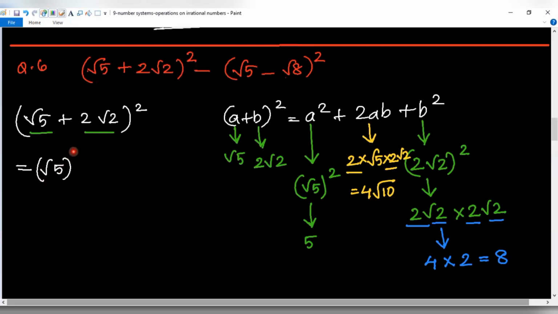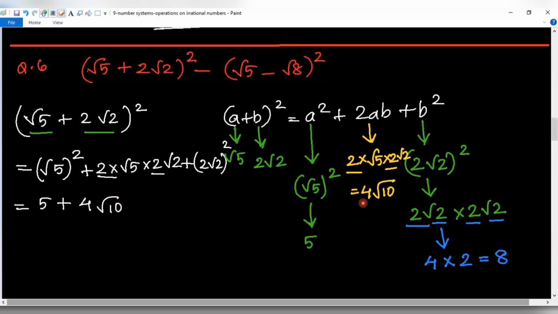So root 5 whole square plus 2 into root 5 into 2 root 2 plus 2 root 2 the whole square. Now root 5 the whole square is same as 5 plus 2. Here see 2 into 2, 4. Root 5 into root 2, root 10. Okay, that is how we got this 4 root 10 here. Then 2 root 2 the whole square is here, which is 8.